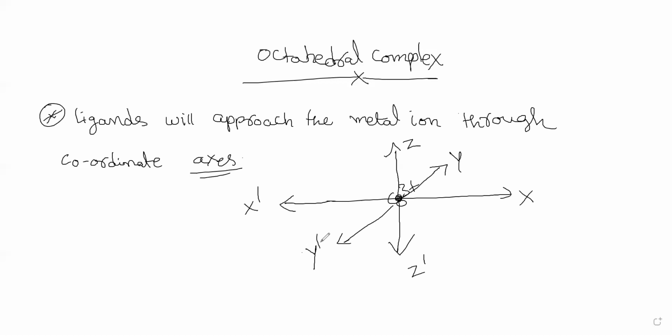Now you see, this is the octahedral complex. If the ligand is approaching like this, like ammonia, NH3, NH3. If it is forming an octahedral complex, the ligands are approaching along the coordinate axis. Then you get the octahedron. Exactly, you get the octahedron.